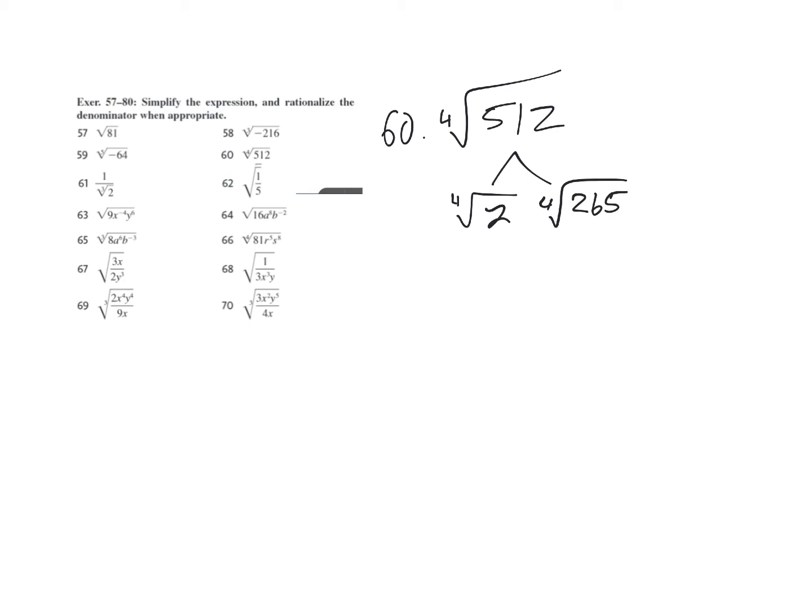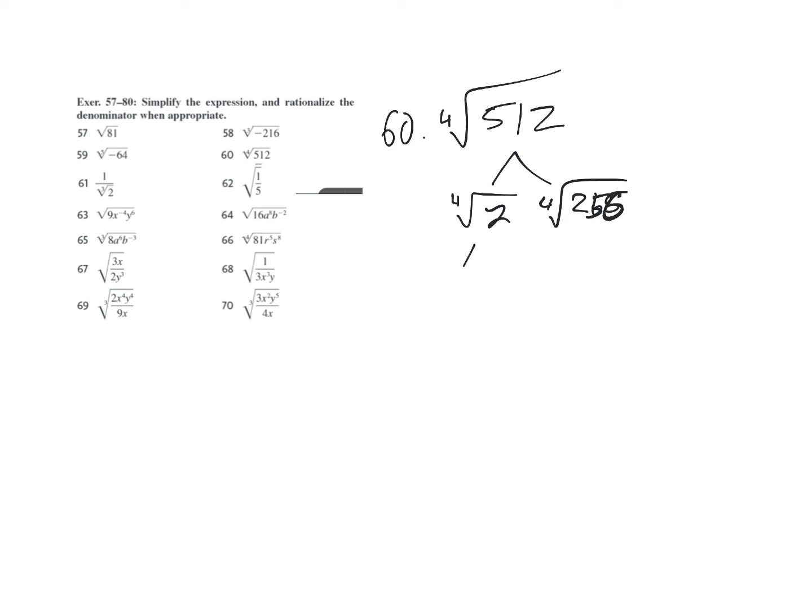That would be the 4th root, number 60. 4th root of 512. So let's do this one a little differently. Let's go ahead and break this down to practice figuring out what you can take out of a radical. So let's just break this down into the 4th root of 2 and the 4th root of 256. So 2 times 256, that would be 512 if you multiplied 2 times 256.